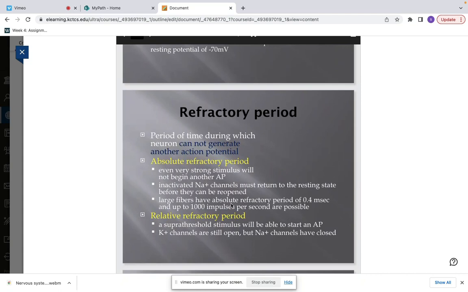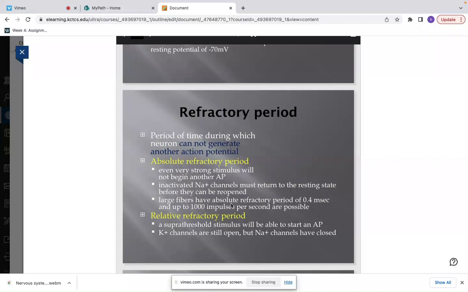The two different types of refractory periods are the absolute, which means there's absolutely no way another action potential can be generated. Okay. The relative refractory period is a period in which there can be another action potential generated if we have a supra threshold stimulus, right? A stimulus above our normal threshold, right? In order to generate an action potential. So these are the two refractory periods, right?